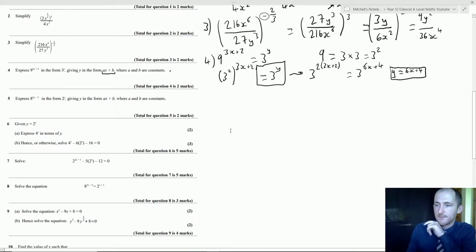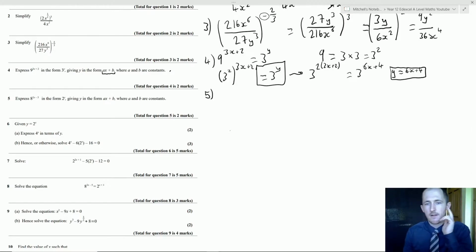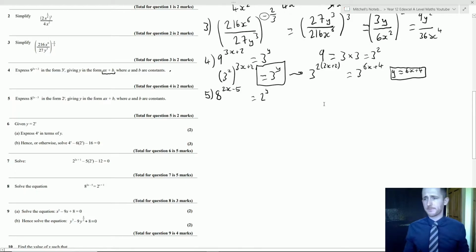Question 5, it's very, very similar. Okay? So express 8 to the power of 2x minus 5 in the form 2 to the power of y. So they're telling me that you can raise this to the power of y. Okay? So I'll give you a few moments just to think about what you need to do.